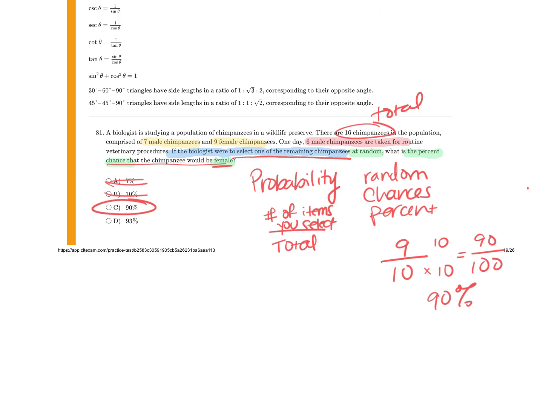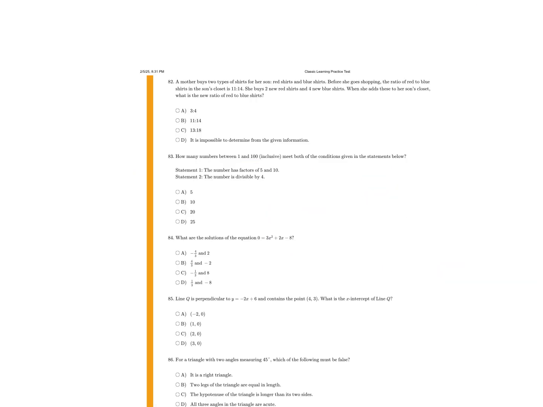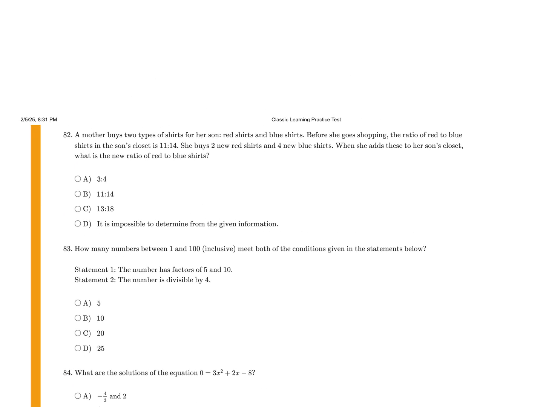Okay, let's go to the next question. Number 82. A mother buys 2 types of shirts for her son, red shirts and blue shirts. Before she goes shopping, the ratio of red to blue shirts in the son's closet is 11 to 14.